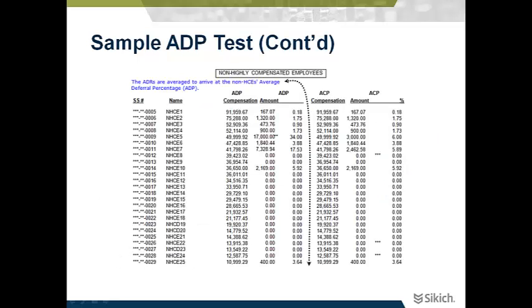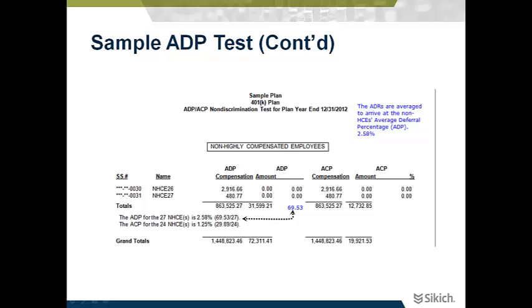And we'll do the same thing for the non-highly compensated employees. Again, we'll determine each employee's actual deferral ratio, and then we are going to go ahead and average them. We determined that the sum of all the actual deferral ratios for the non-highly compensated employees is 69.53. There's 27 non-highly compensated employees, so 69.53 divided by 27 gives us an ADP for the 27 non-highly compensated employees of 2.58.